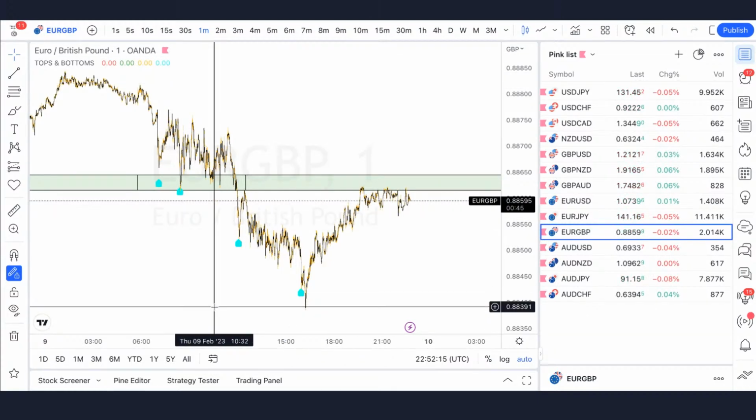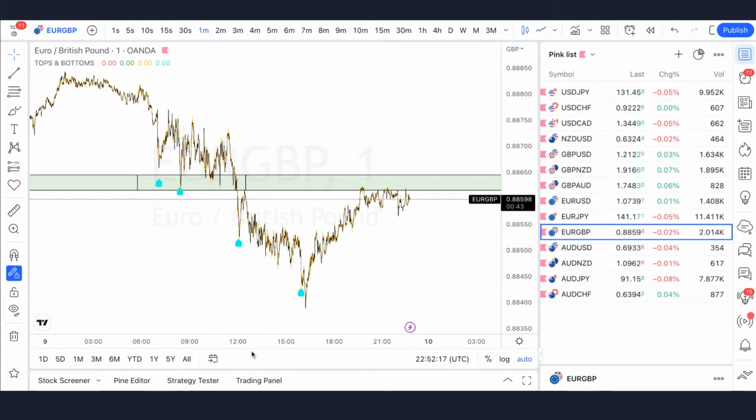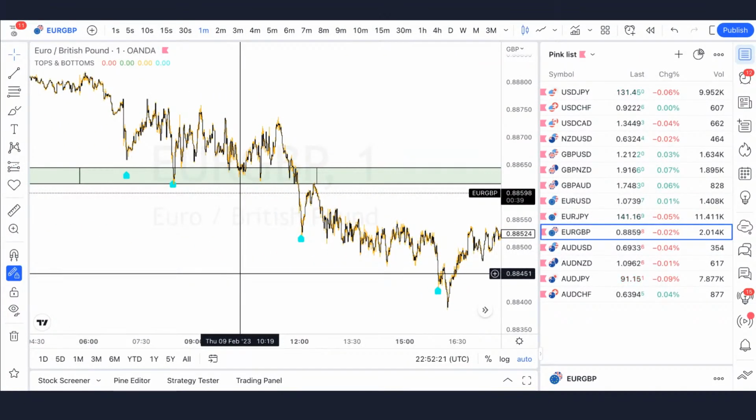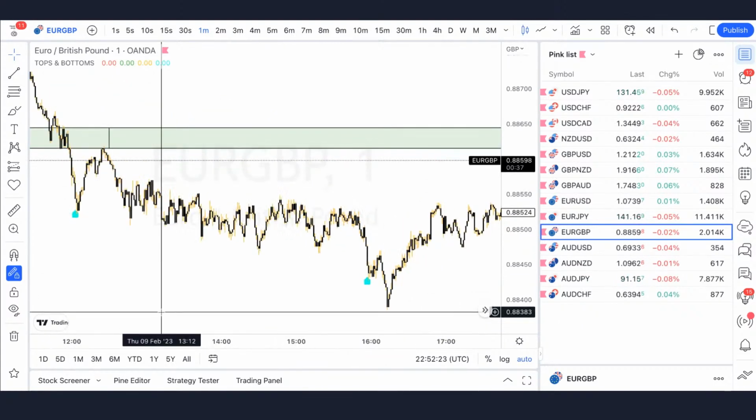Interestingly here, let's have a look. Some good action happening on the euro pound market, very volatile up and down throughout the day. Bit of a struggle.